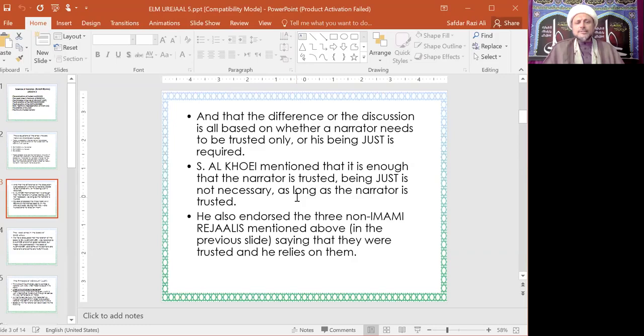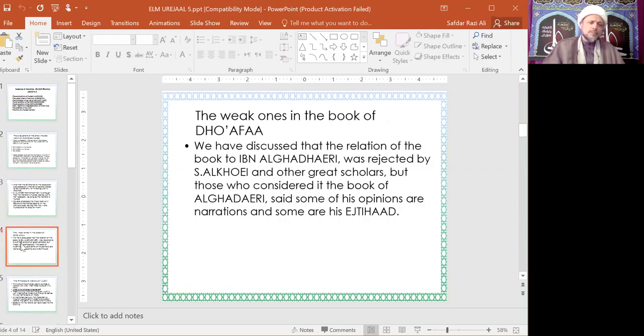Sayyid al-Khoury mentioned that it is enough that the narrator is trusted. Being just is not necessary, as long as the narration is trusted. He also endorsed the three non-Imami Rijalis mentioned above, like Ibn Uqda, father Ibn Fudal, and son Ibn Fudal. He endorsed them, saying that they were trusted and he relies upon them. So that was the method of Sayyid al-Khoury, Quddisa Sirruh.